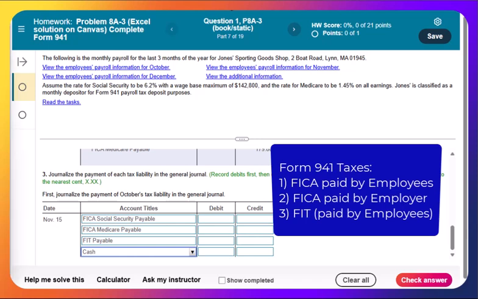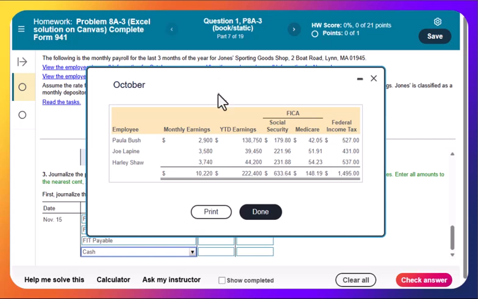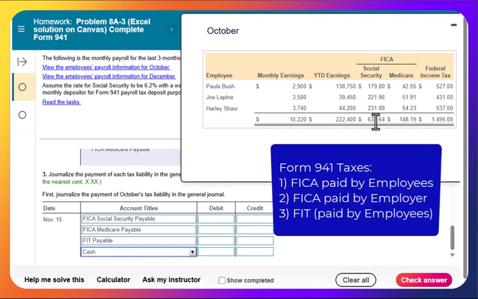So now we need to figure out how much that amount is. We're going back up here and we need to open up October because we are working on October's tax liability. So October's Social Security is $633.64, and that's what the employees paid. Remember, Form 941, we paid FICA, FICA, FIT. We've got the employee portion of $633.64 plus the employer portion of $633.64. So I'm going to have to double that.